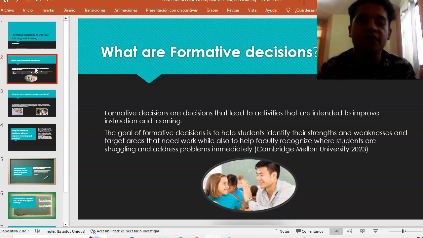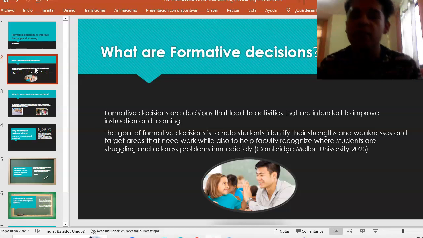Now, formative decisions are decisions that lead to activities that are intended to improve instruction and learning. The goal of formative decisions is to help students identify their strengths and weaknesses and target areas that need work, while also helping faculty recognize where students are struggling and address problems immediately. Cambridge Mellon University 2023.